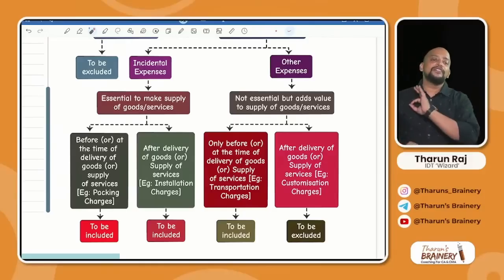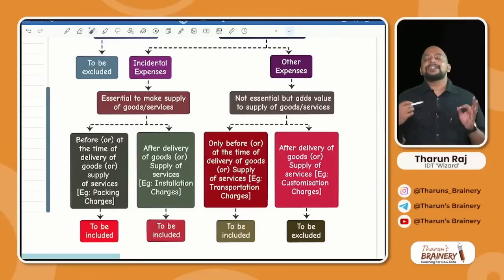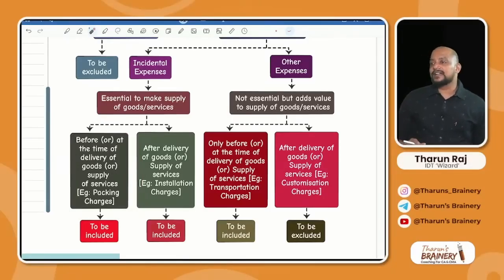Incidental expenses will always be included in the value, whether it is at the time of delivery, before delivery or after delivery of goods or supply of services. Example, you can see packing charges. Packing is incidental or other? Incidental.